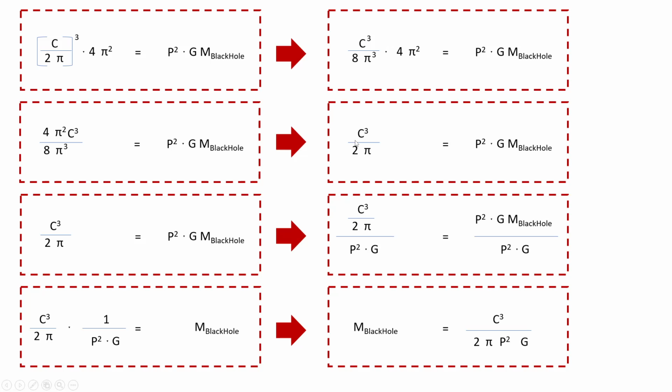Then I copy this whole formula down here. So this whole thing sits here, it's the same thing. And I start to divide both sides by p squared times g. So this whole thing over p squared times g, and that whole thing over p squared times g. But the p squared times g here and the p squared times g here cancel each other out. So the only thing that's left here is the mass of the black hole. You see that?